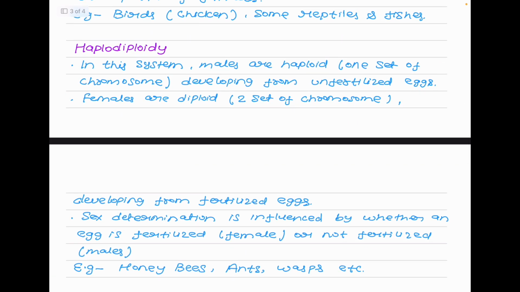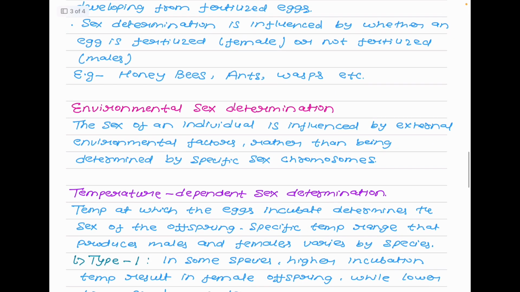Next is haplodiploidy. In this system, males are haploid. That means they have only one set of chromosomes, developing from unfertilized eggs. Fertilized eggs are diploid. They develop into females, while unfertilized eggs, that means haploid, develop into males. Sex determination is influenced by whether an egg is fertilized or not. In species like honeybees, ants, and wasps, sex is determined by the number of chromosomes.